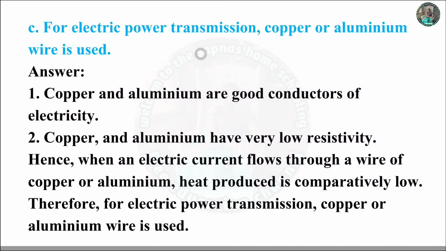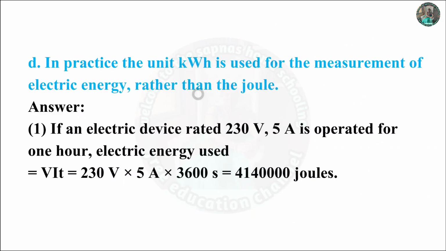For an electric power station, copper or aluminium wire is used. Answer: copper and aluminium are good conductors of electricity. Copper and aluminium have very low resistivity. Hence, when an electric current flows through a wire of copper or aluminium, the heat produced is comparatively low. Therefore, for electric power transmission, copper or aluminium wire is used.